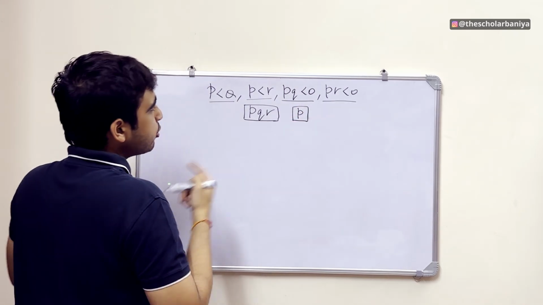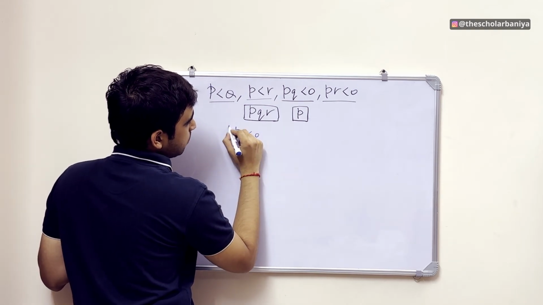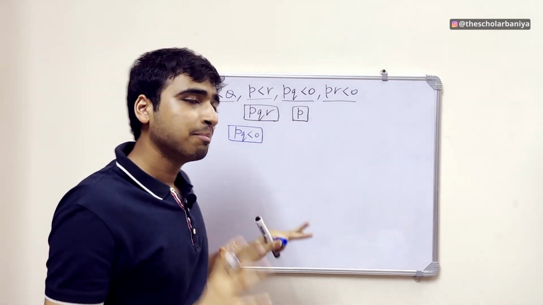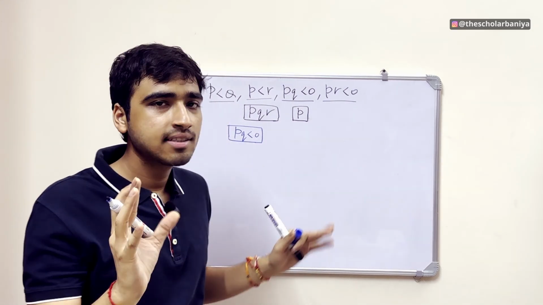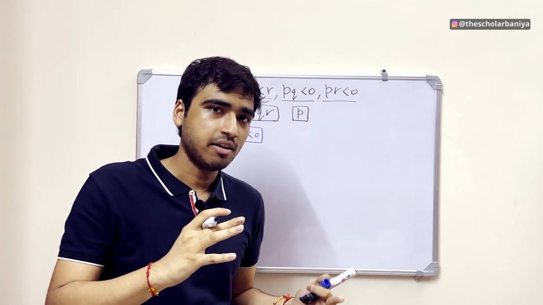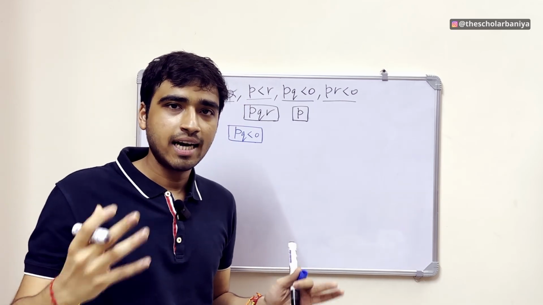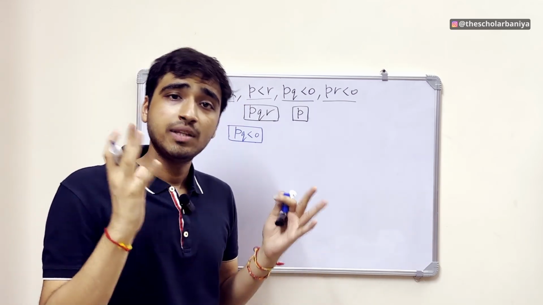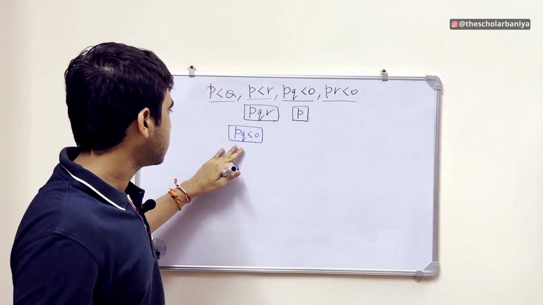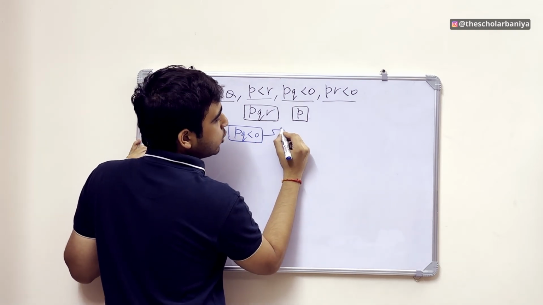So firstly, if you see this, PQ is less than 0. I've told you before, if the product of two things is less than 0, that is only possible when one is positive and the other is negative. Because if both are positive, the product will be positive. Even if both are negative, then also the product will be positive.